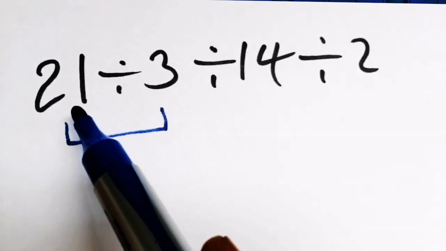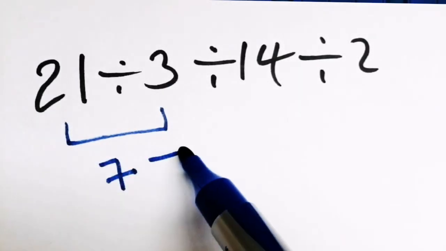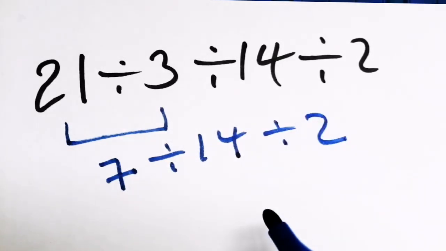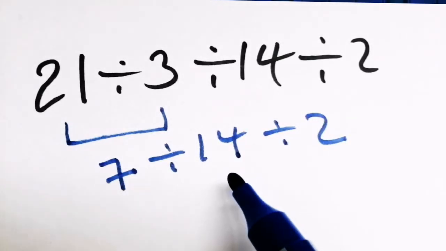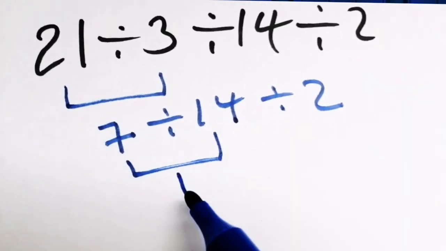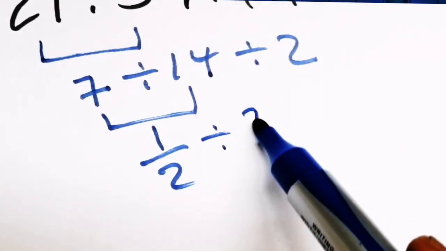Okay, then 21 divided by 3, which is 7. Then 7 divided by 14, then divide by 2. Then here 7 divided by 14 equals 1 over 2. Okay, 1 over 2. Then 1 over 2 divided by 2.